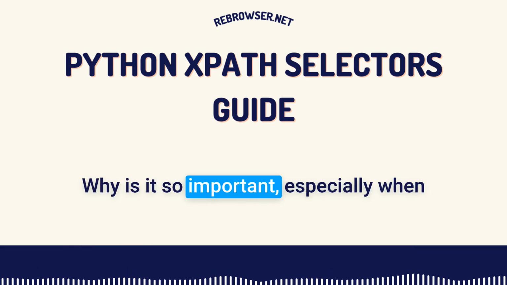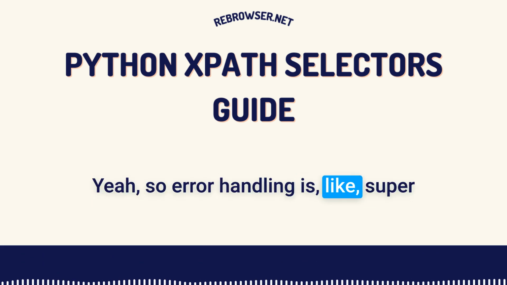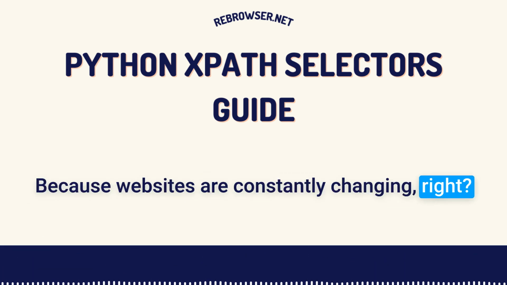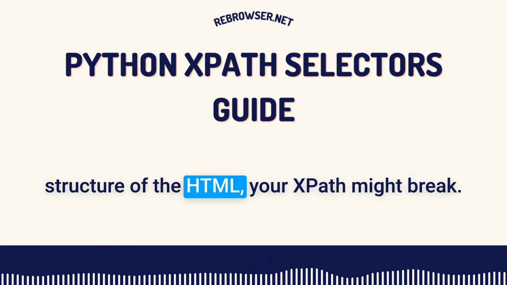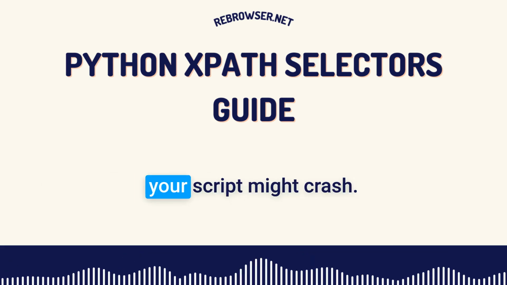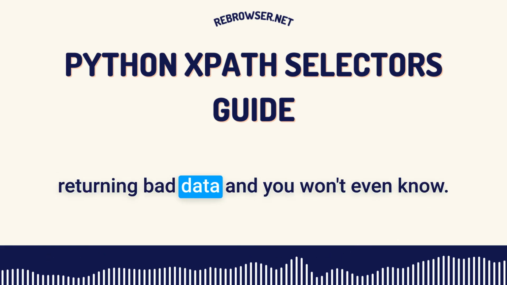Why is it so important, especially when we're talking about web scraping? Yeah, so error handling is super important, especially for web scraping, because websites are constantly changing, right? And if even a small thing changes in the structure of the HTML, your XPath might break. So without proper error handling, your script might crash. Or even worse, it might just silently start returning bad data and you won't even know.